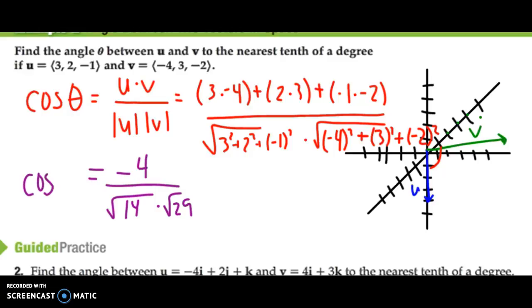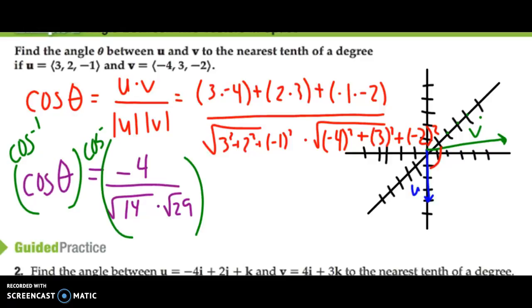So remember, cosine of theta is equal to that. Now I could simplify it a little bit more. Otherwise, I can take my calculator and simply put it in how it is right there. Do the inverse cosine of both sides. And I find that theta is approximately 101.5 degrees. And I look at my picture. Does that look like 101.5 degrees? Yeah, it does. It looks like more than 90, but less than 180. So 101.5 looks like the correct answer.